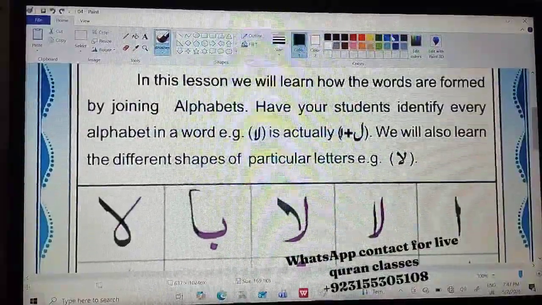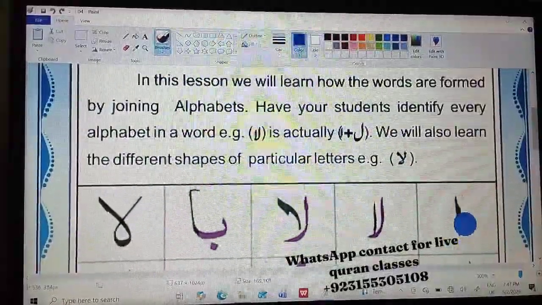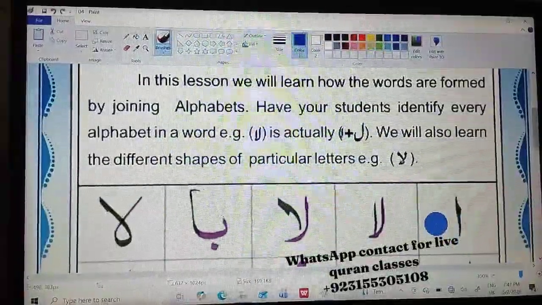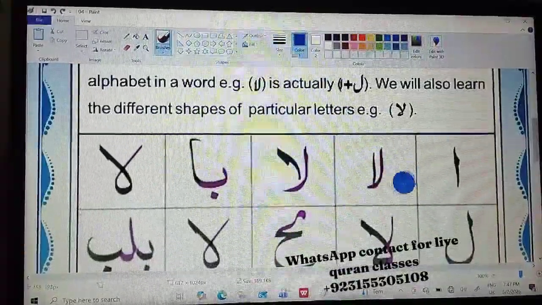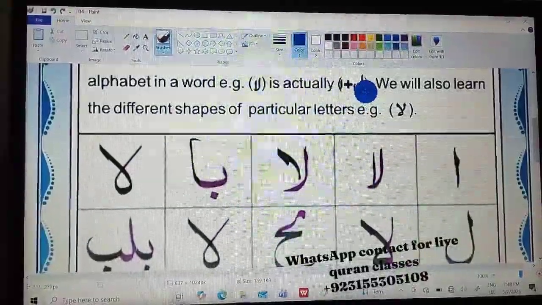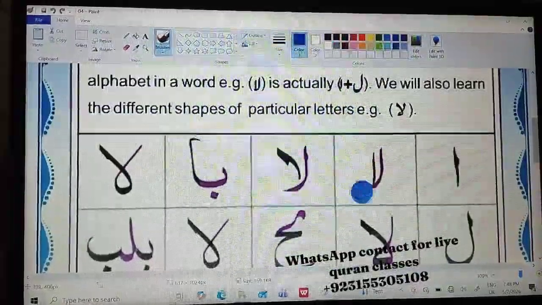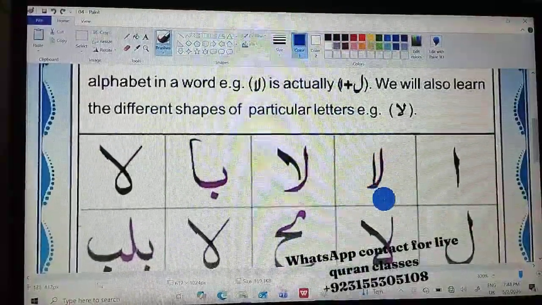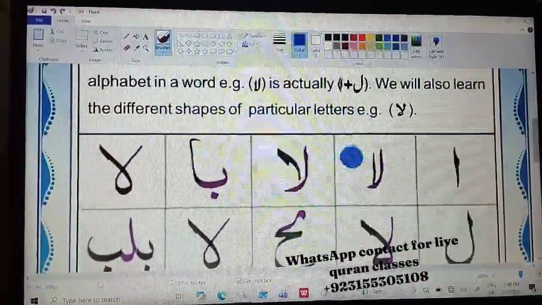So here now the first letter is the same letter we have already read in the previous pages. This is Alif, the simple thing. And the next one is Lam Alif. Two letters are joined together. It's actually, you see here, Lam plus Alif. If we write these letters separately, it's Lam and Alif, both different letters. If we join these two letters together, its shape is like this one.